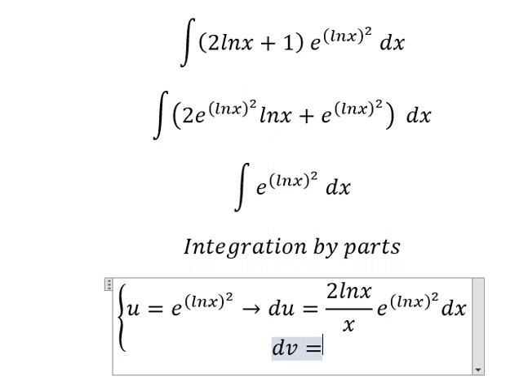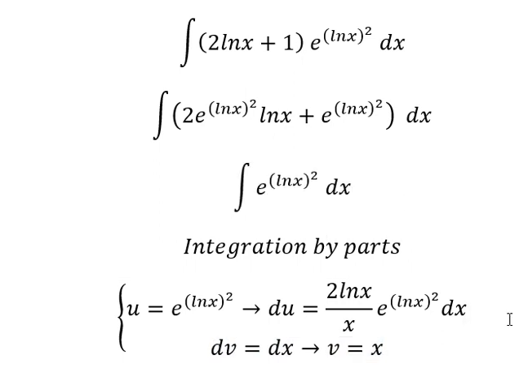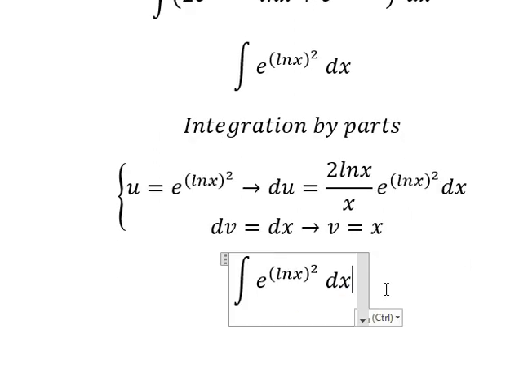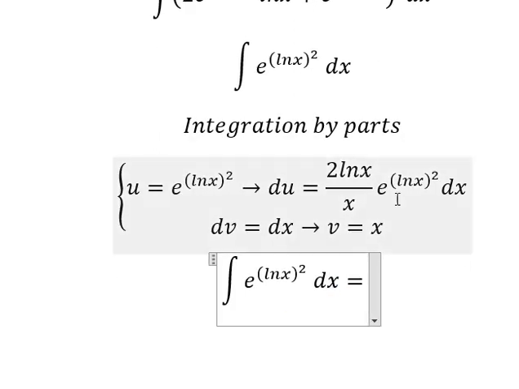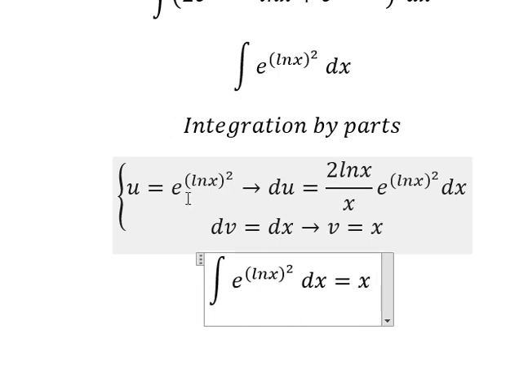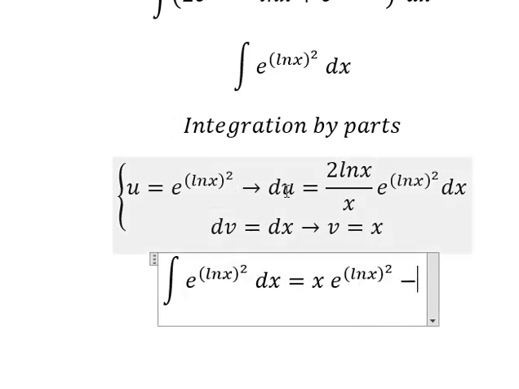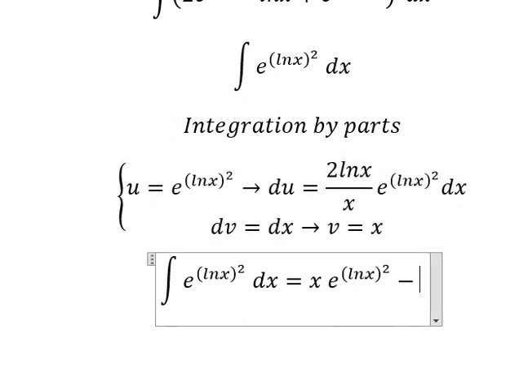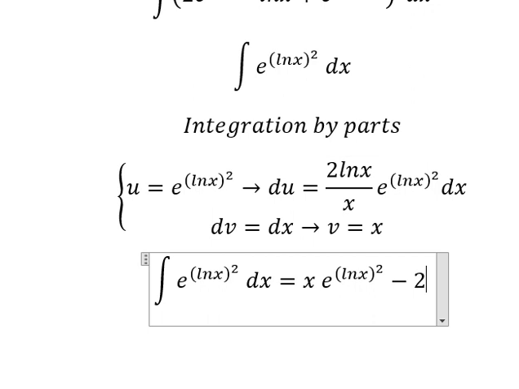dv equals to ds. The integration of this one, we have v equals to s. Next, we have u multiplied by v, minus the u multiplied by v. So s divided by s we simplify, and now we have like this.